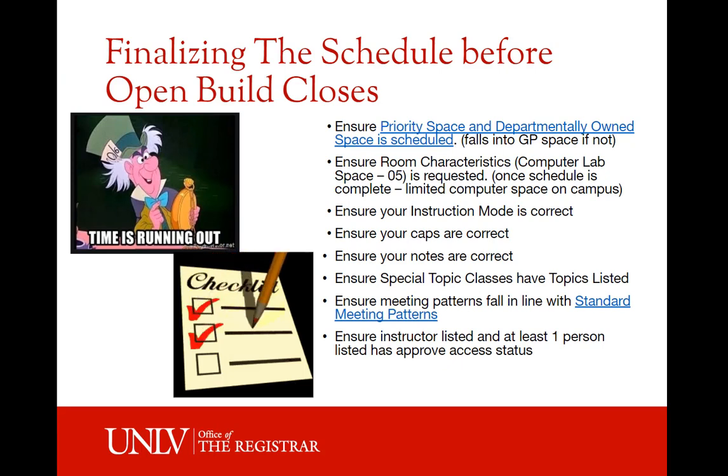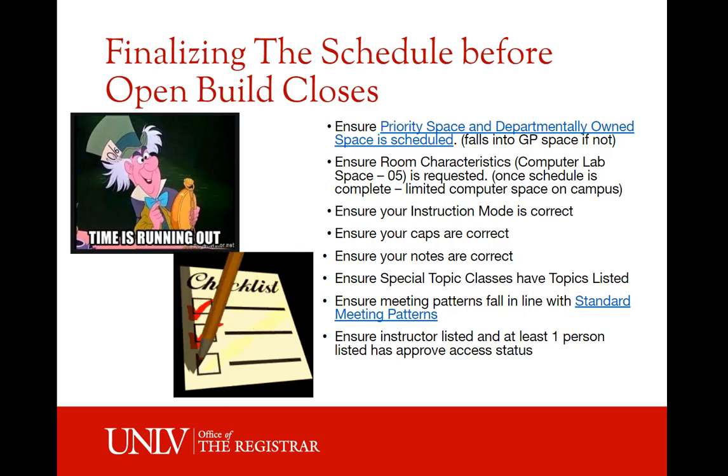Before the open build ends, you will want to finalize your schedule. You must place classes into priority and departmentally owned space during this time. If you do not, you risk losing the space when it reverts to general purpose after the schedule closes. When placing classes, be sure to keep the university goals and guidelines for classroom utilization in mind. If you require computer lab space, you need to verify that you've added the room characteristic 05, as computer space on campus is extremely limited.